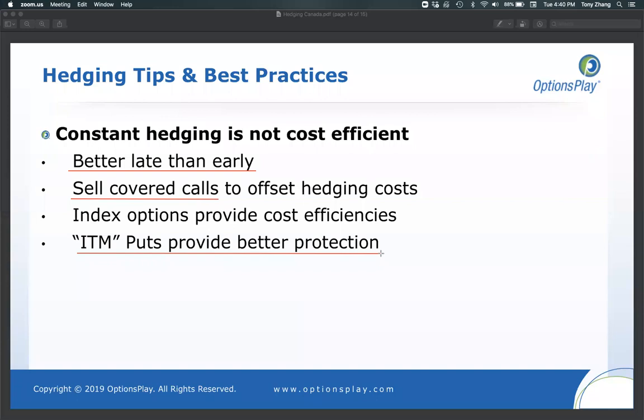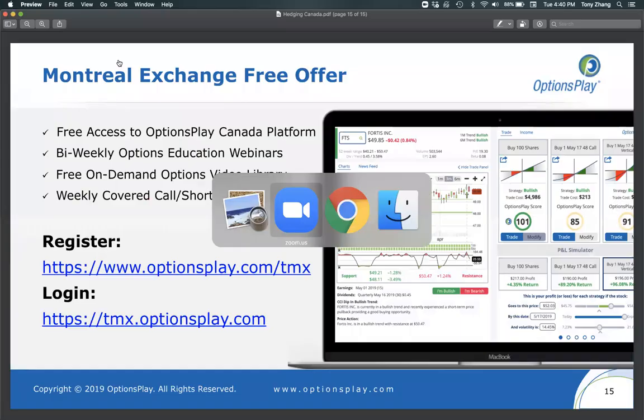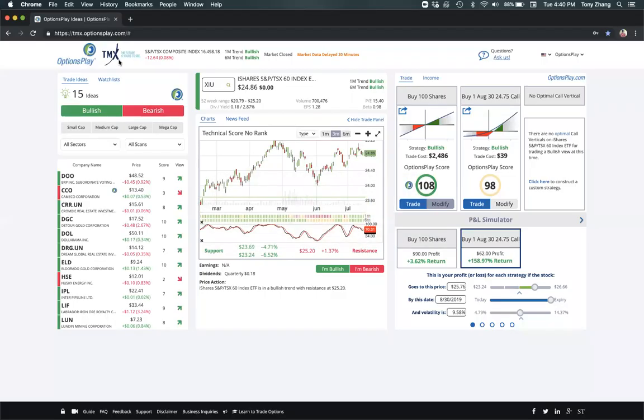And what I want to do is show you some examples and show you why that is the case. So for that, I'm going to jump over to OptionsPlay. I want to show you how to utilize our tool to analyze these types of strategies, and more importantly, show you the difference between that comprehensive and catastrophic insurance.